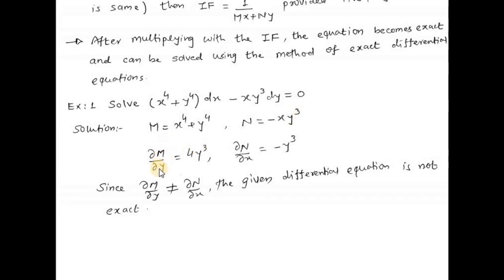Now we will find del M by del y. It will be 4y cube, because x is a constant so the derivative of that term will be 0, and the derivative of y raised to 4 will be 4y cube. Now we will find del N by del x. It will be minus y cube, because the derivative of x is 1 and y is a constant. As you can see, these two are different. Therefore del M by del y is not equal to del N by del x, so the given differential equation is not exact.